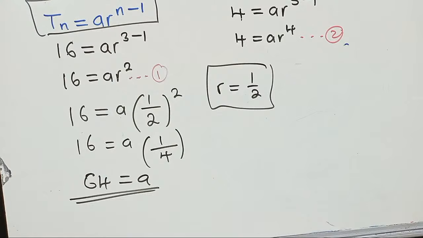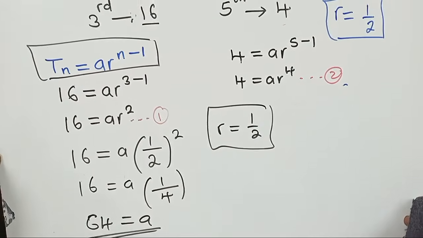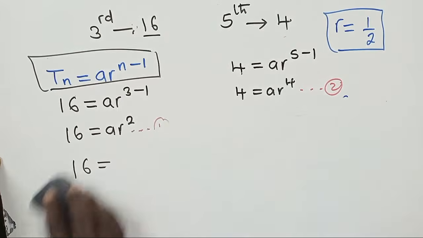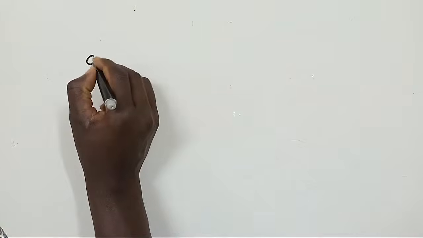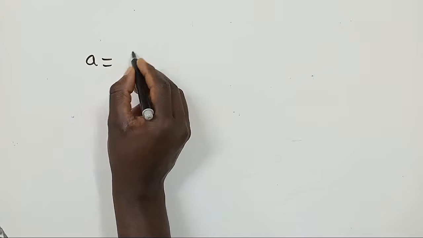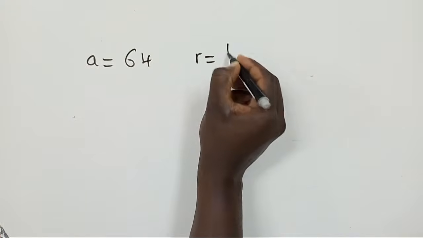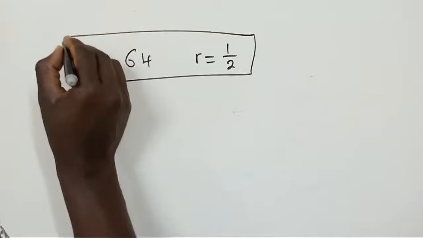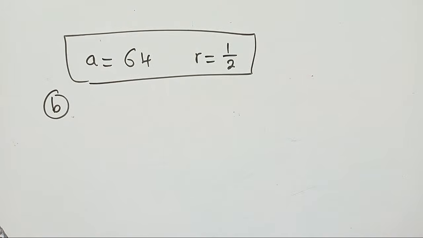We now go to question B. For question B, they want us to find the 10th term. Remember our A, we found it to be equal to 64, and our R is 1 over 2. Question B reads, calculate the 10th term. So how do we calculate the 10th term?